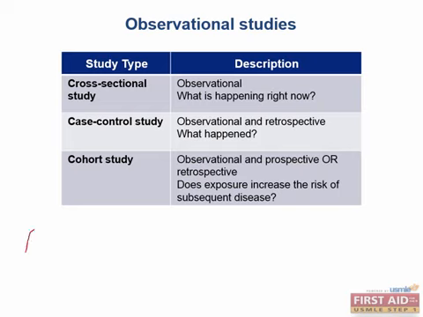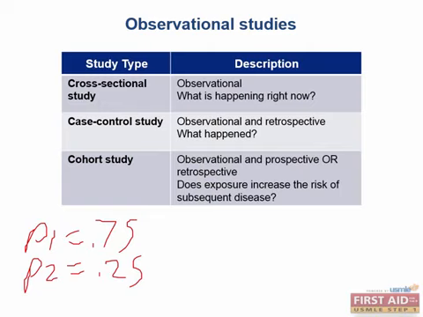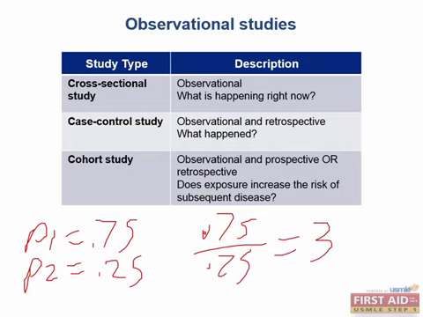So suppose that P1, or the risk of developing the disease if you have high cholesterol, using our same numbers before, is 0.75, and P2, which is your risk of developing an MI if you don't have high cholesterol, is 0.25. What is the relative risk? Well, this equation is actually a lot simpler than the odds ratio equation, because all we're going to do is put 0.75 over 0.25, and that equals 3.